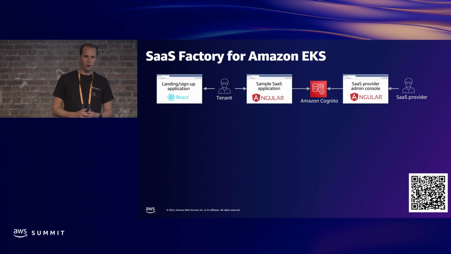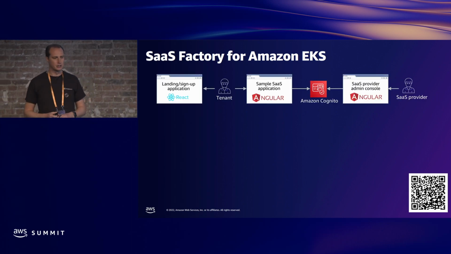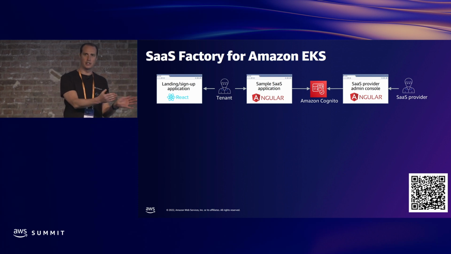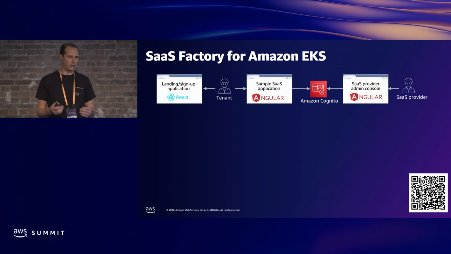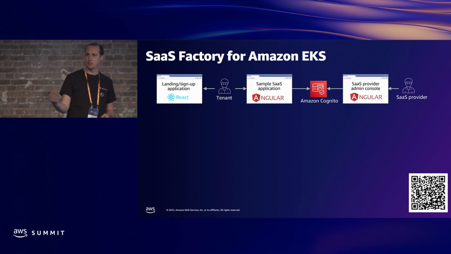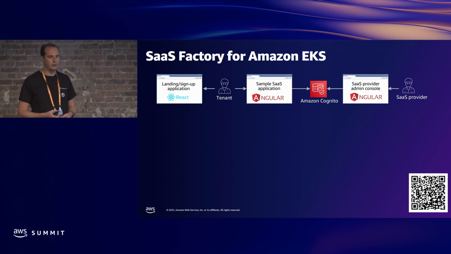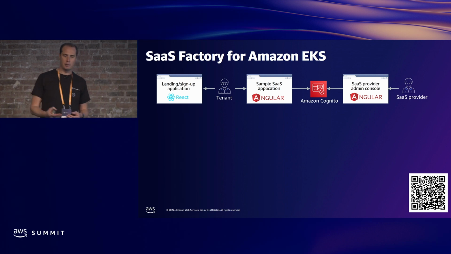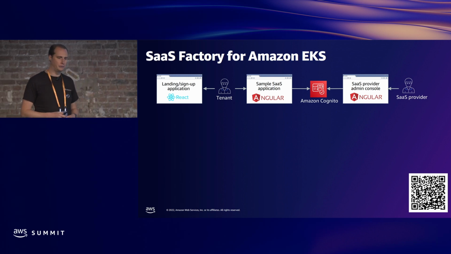And what it actually deploys for you is three front-end applications. One is a landing page with a sign-up form for the application. One is an example application itself, of course, that will be replaced with the SaaS application that you have. It uses user management with Amazon Cognito. And it also deploys an admin console for you.